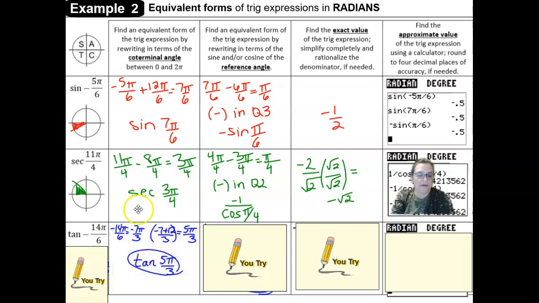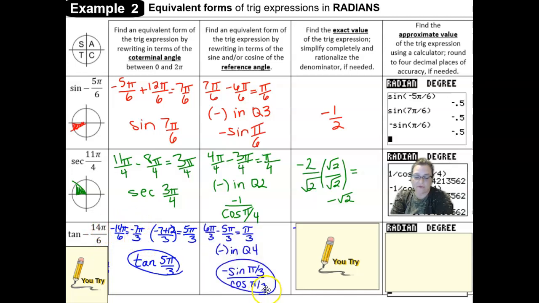So in terms of the coterminal angle, the tangent of negative 14 pi over 6 is equivalent to the tangent of 5 pi over 3. Notice 14 pi over 6 is a little tricky because this fraction is not reduced. The 14 and the 6 are both even, so this does not have a pi over 6 reference angle. When you reduce to negative 7 pi over 3, you see that the reference angle is pi over 3.